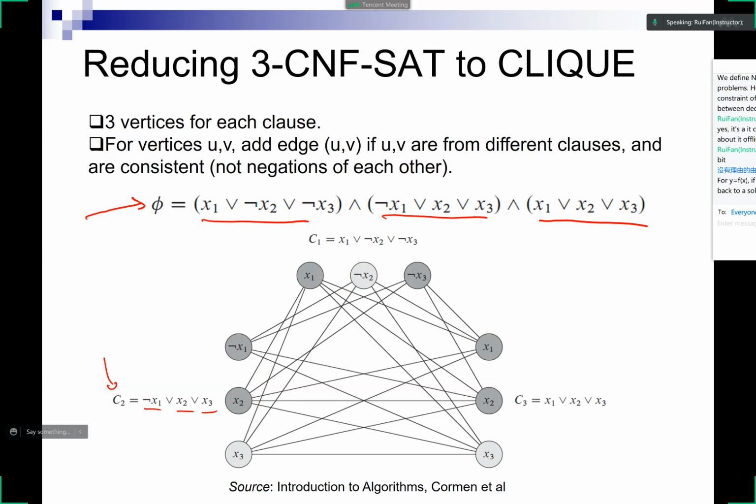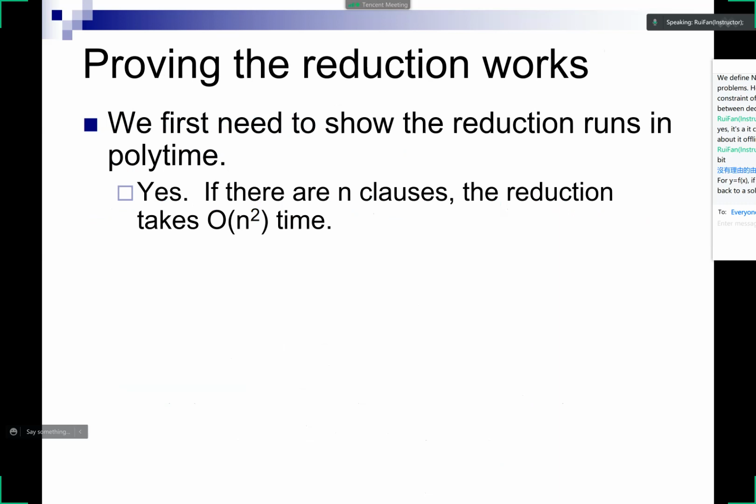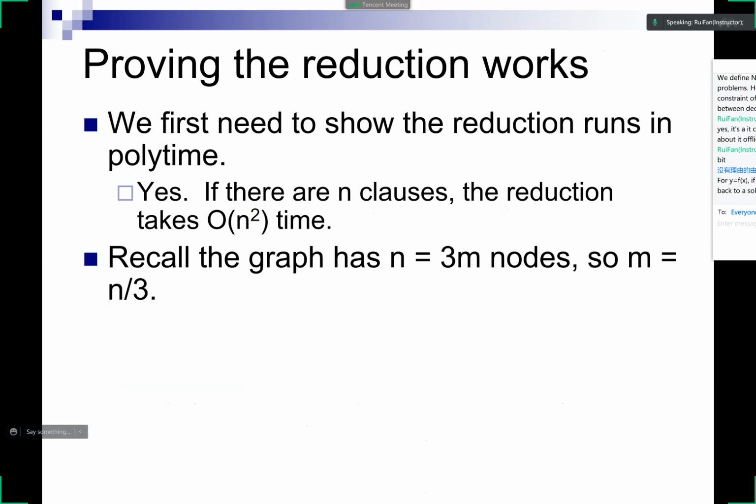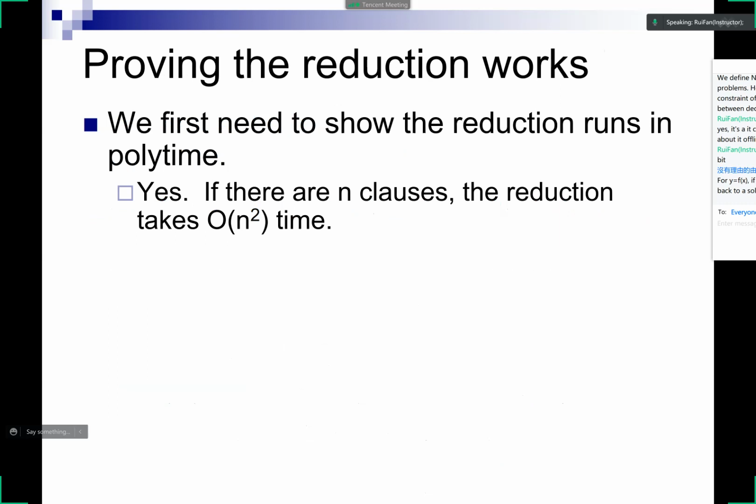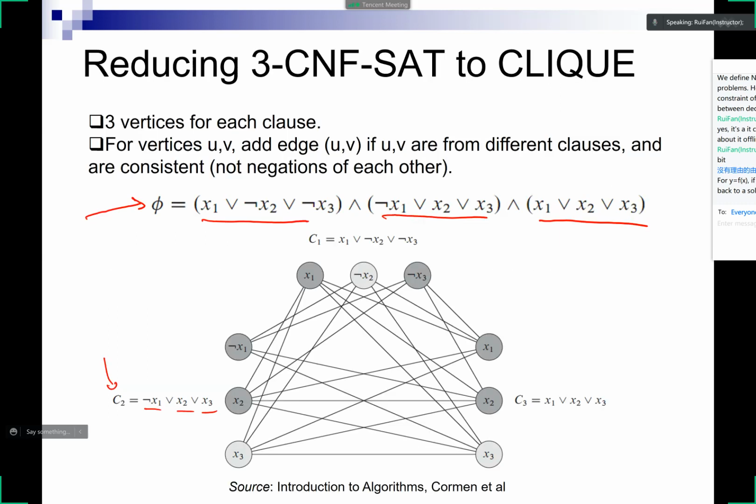Now we've converted this initial formula to this special graph. The claim is that this graph is going to have an m clique. This graph has 3 times m number of nodes, and the claim is that this graph is going to have an m clique if and only if the initial formula is satisfiable. That's what we're going to prove.